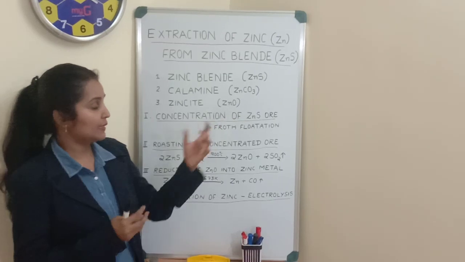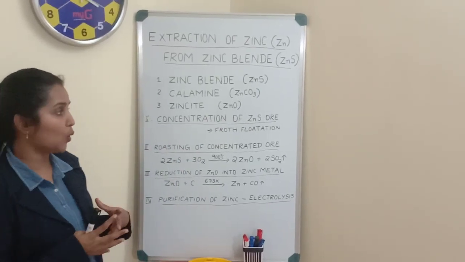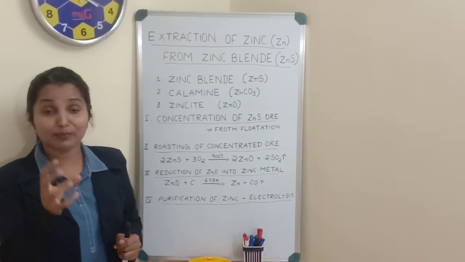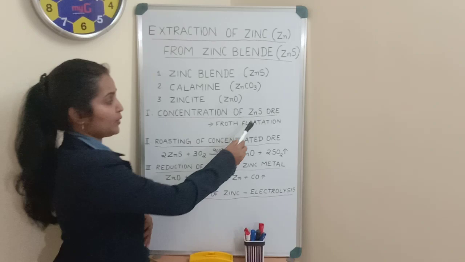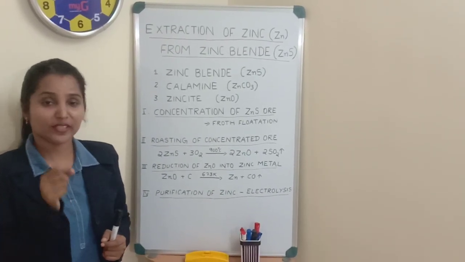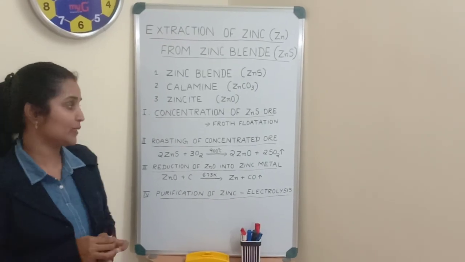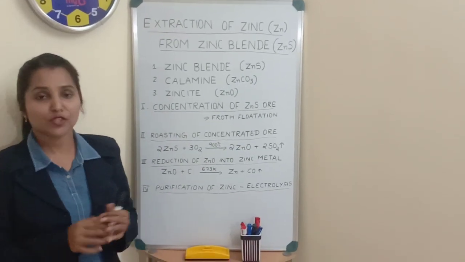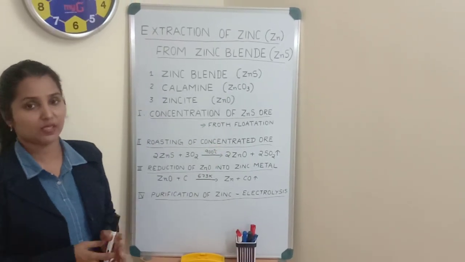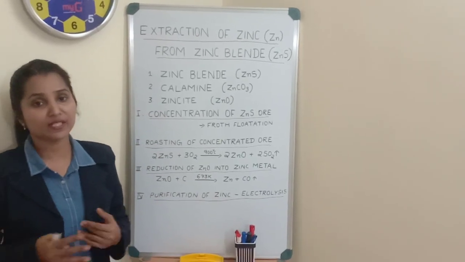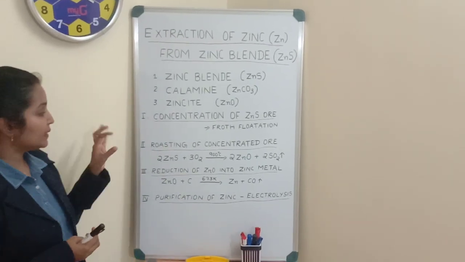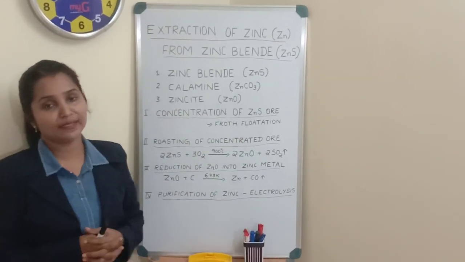So this powdered or crushed zinc blende ore is subjected to concentration. First we have to choose a suitable concentration method. By looking into the formula, you know that it is a sulfide ore. So for a sulfide ore, the best concentration method is froth flotation method. So by subjecting this zinc blende ore to the froth flotation process, we get the concentrated ore of zinc blende. Now moving to the second step, the roasting of the concentrated zinc blende ore.